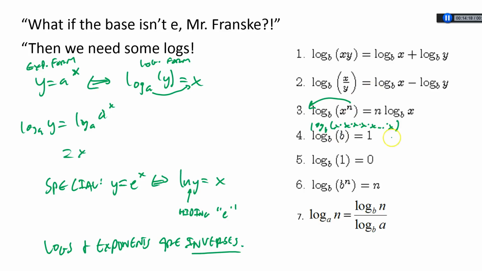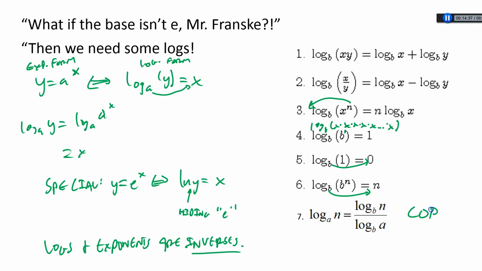Log base b of b is 1, because that's b to the first power. Log base b of 1 is 0, because b to the 0 is 1. Log base b of b to the n, this is a useful one because it's like, well, what power do I have to raise b to, to get b to the n? Well, the answer to that is n, right? You put the b to the other side, you have b to the n equals b to the n.